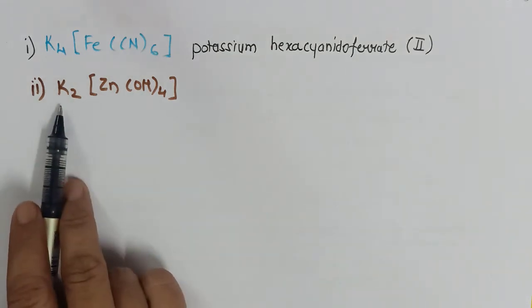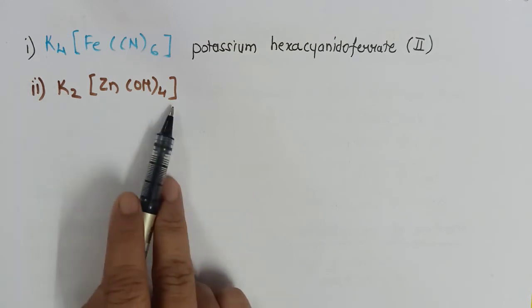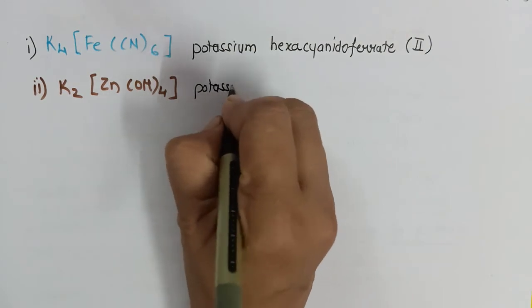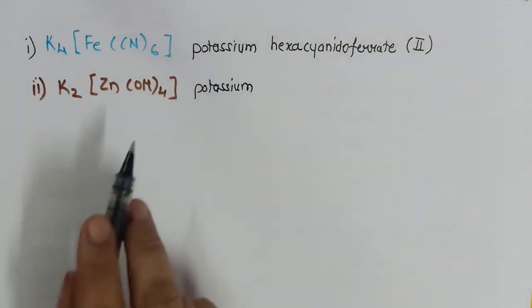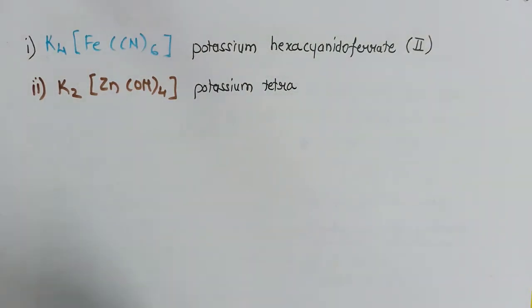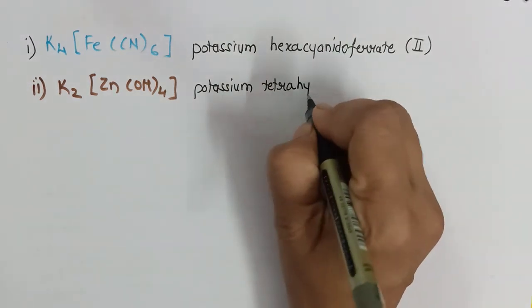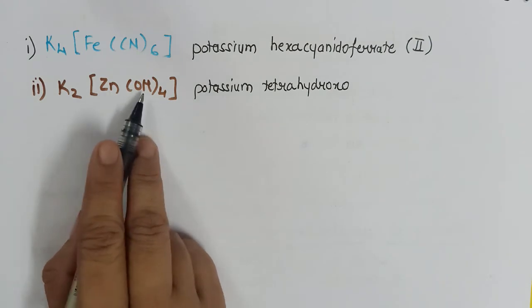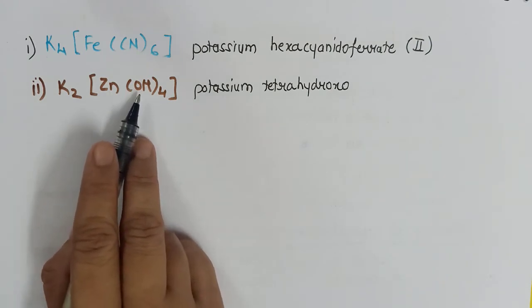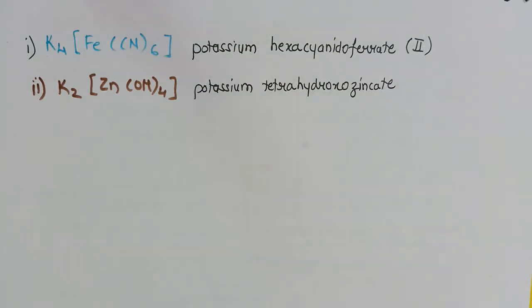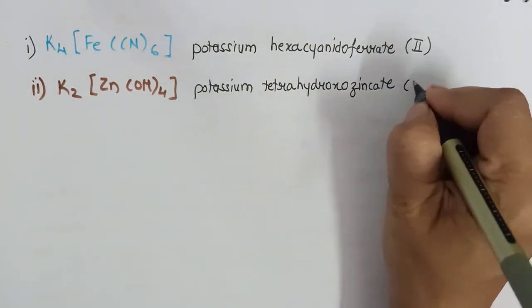Okay, let's move on to the second example. The first rule, move from left to right. So it is potassium. Then comes the number of the ligand, 4. Therefore tetra. OH, so it is a negatively charged ligand. So hydroxo. The central metal atom is zinc, which is coordinately bonded to a negatively charged ligand, and therefore the name changes to zincate. And lastly, its oxidation state is 2.